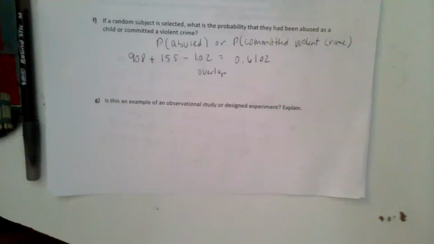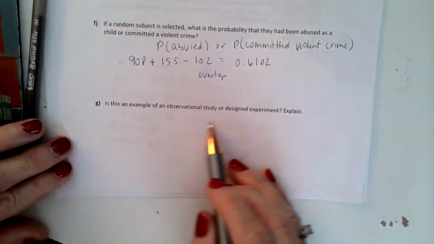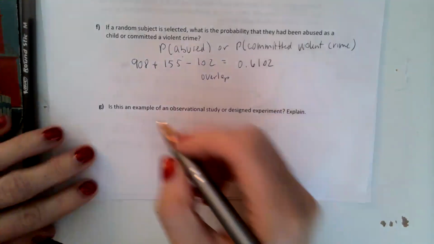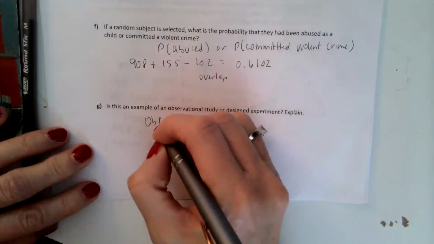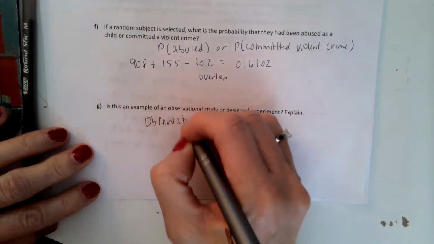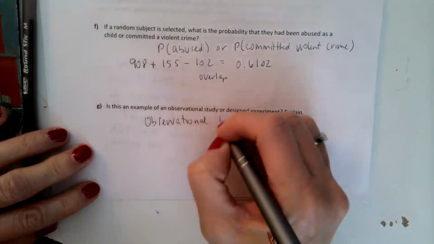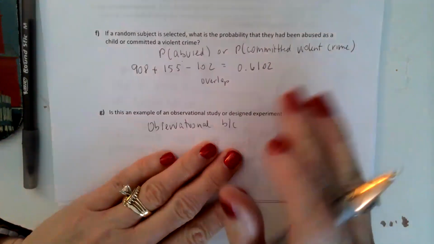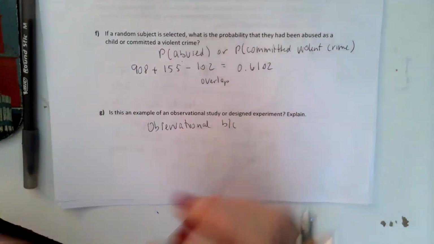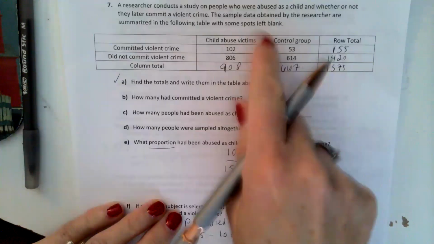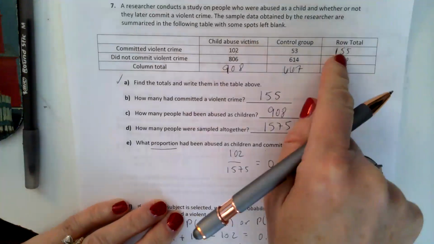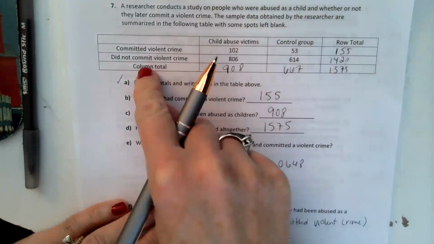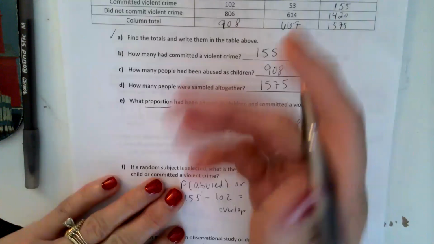And he says, is this an example of an observational study or designed experiment? And this is observational. And that's because to be a designed experiment, we would have to be controlling, we would have to be randomly putting people into groups and deciding if they were going to be abuse victims or not, and if they were going to commit violent crimes or not. And that is not ethical.